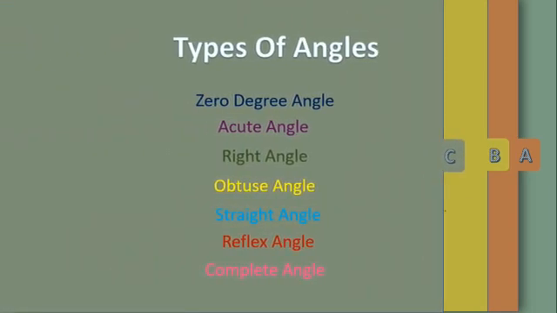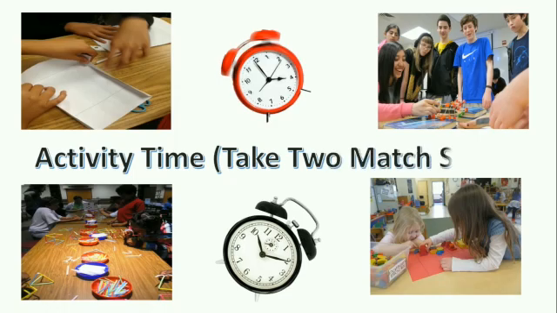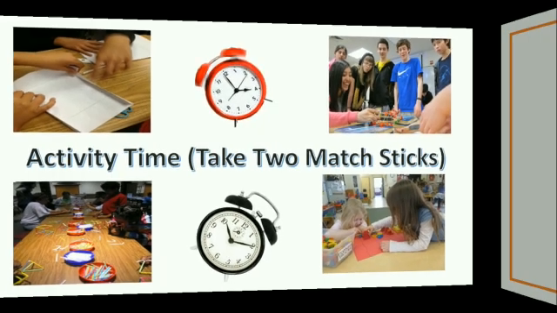Types of angles: 0-degree angle, acute angle, right angle, obtuse angle, straight angle, reflex angle, and complete angle. Activity time. Take 2 matchsticks. Now we will study types of angles in detail.